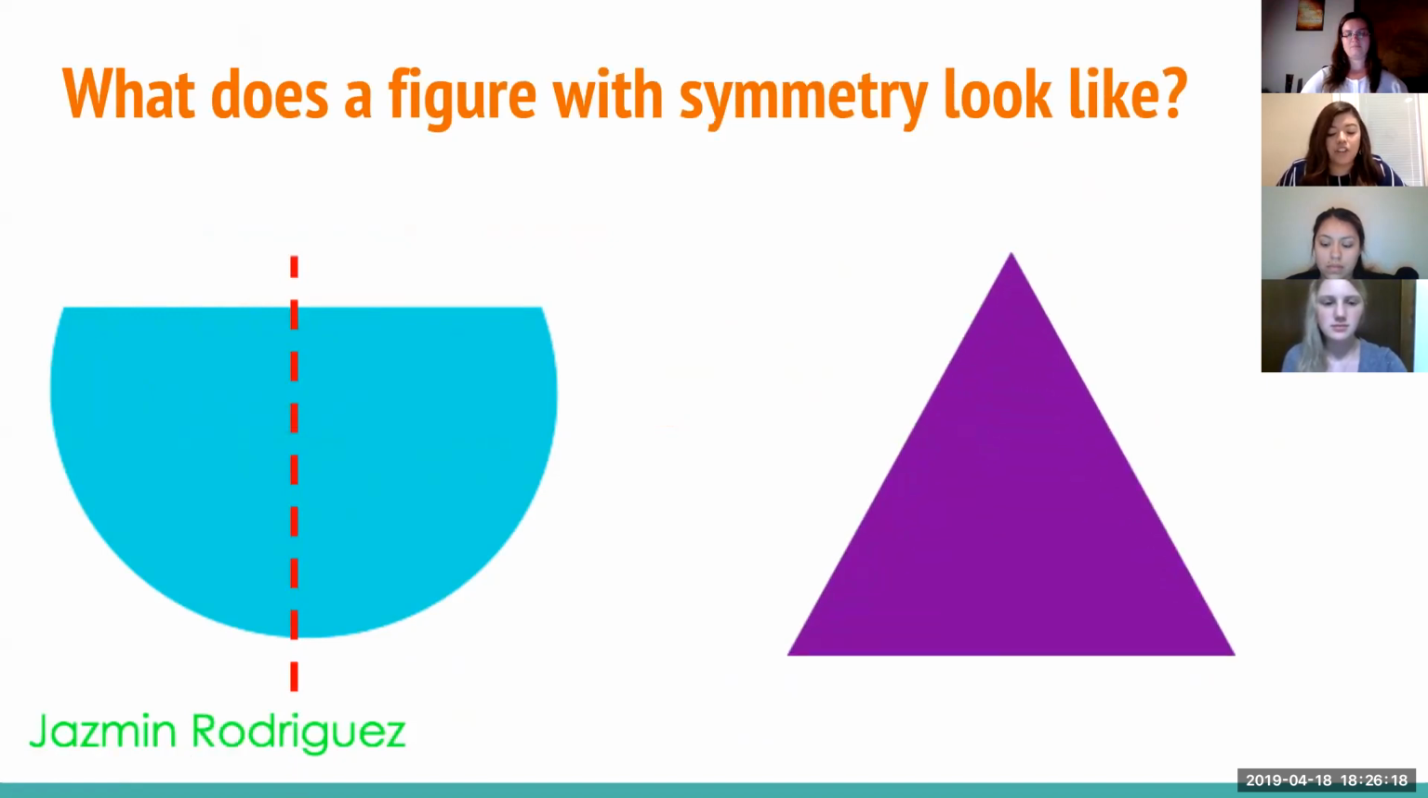Now let's look at our triangle. When we draw a line of symmetry vertically, do both sides look the same? Yes, they do. Well, that means that this triangle is also symmetrical.